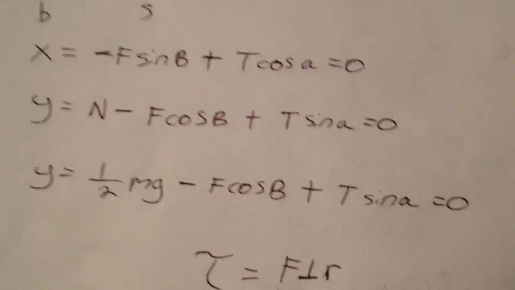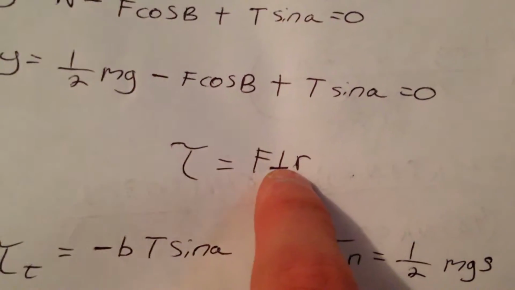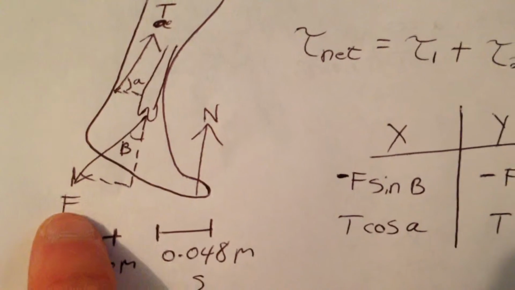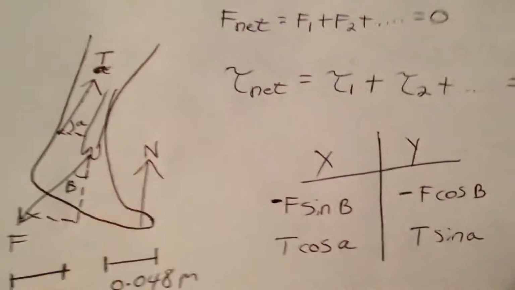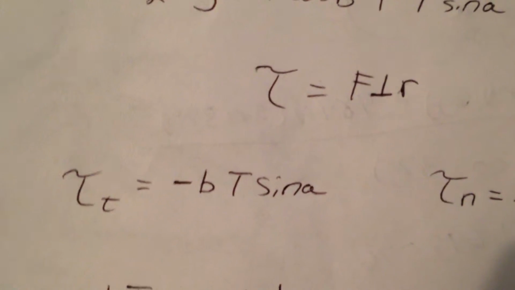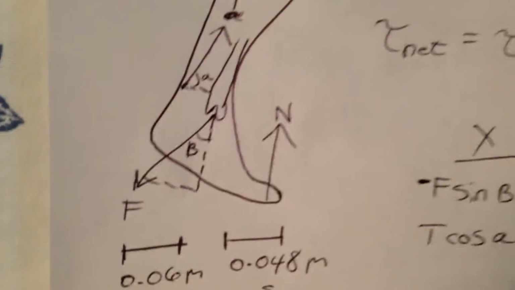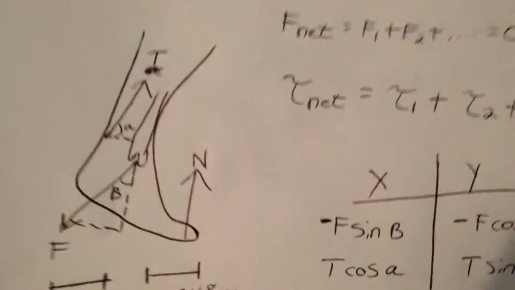So now that I got the equations in order, I'm going to go ahead and apply my torque equation. I pick my torque point right here so that I don't have to worry about the torque of this force. I only have to worry about the tension and the normal force for torque. So for the torque of the tension, it's going to end up being negative B T sine A. Why? Because the torque is going into the plane of the paper, so that's why it's a negative torque.